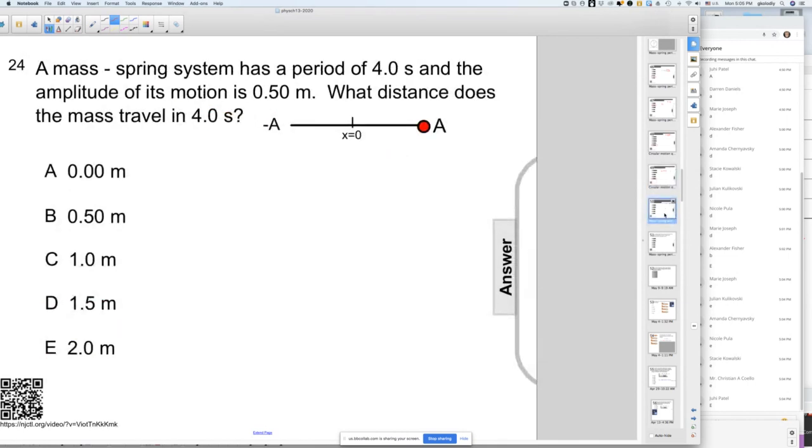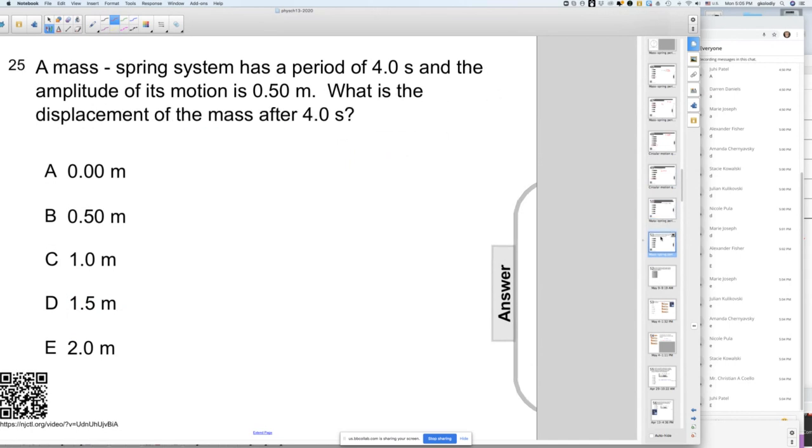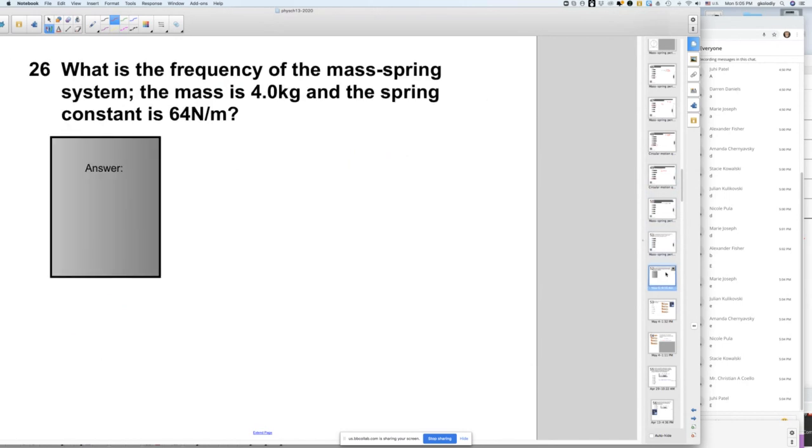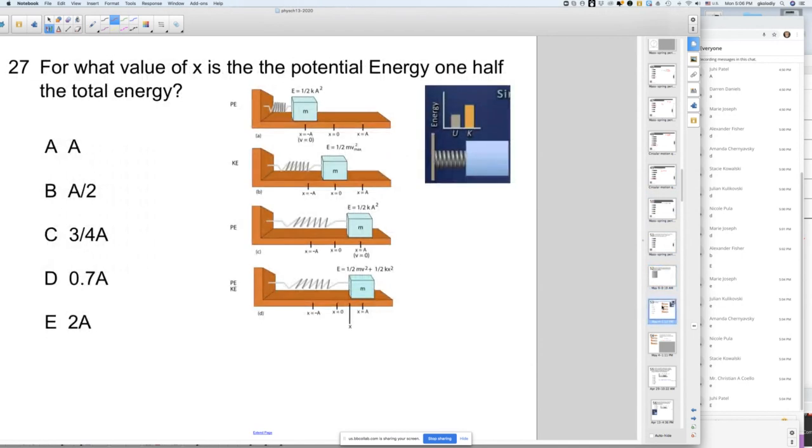Okay, number 24 here. I'm going to skip that for now. That one too. Okay, so we've done problems like this, so we don't need to do it again.